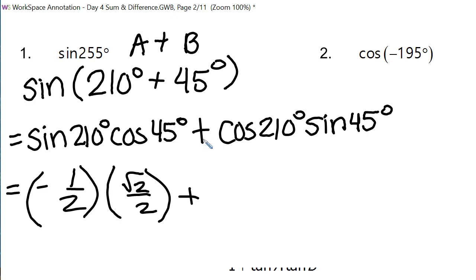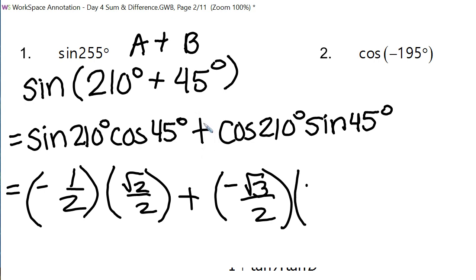Cosine of 210 degrees. Again, 210 degrees is in quadrant 3. In quadrant 3, should the cosine be positive or negative? Negative. And what is the reference angle we already said was 30. So what is the cosine of 30 degrees? Square root of 3 over 2. And the sine of 45 degrees? Square root of 2 over 2.